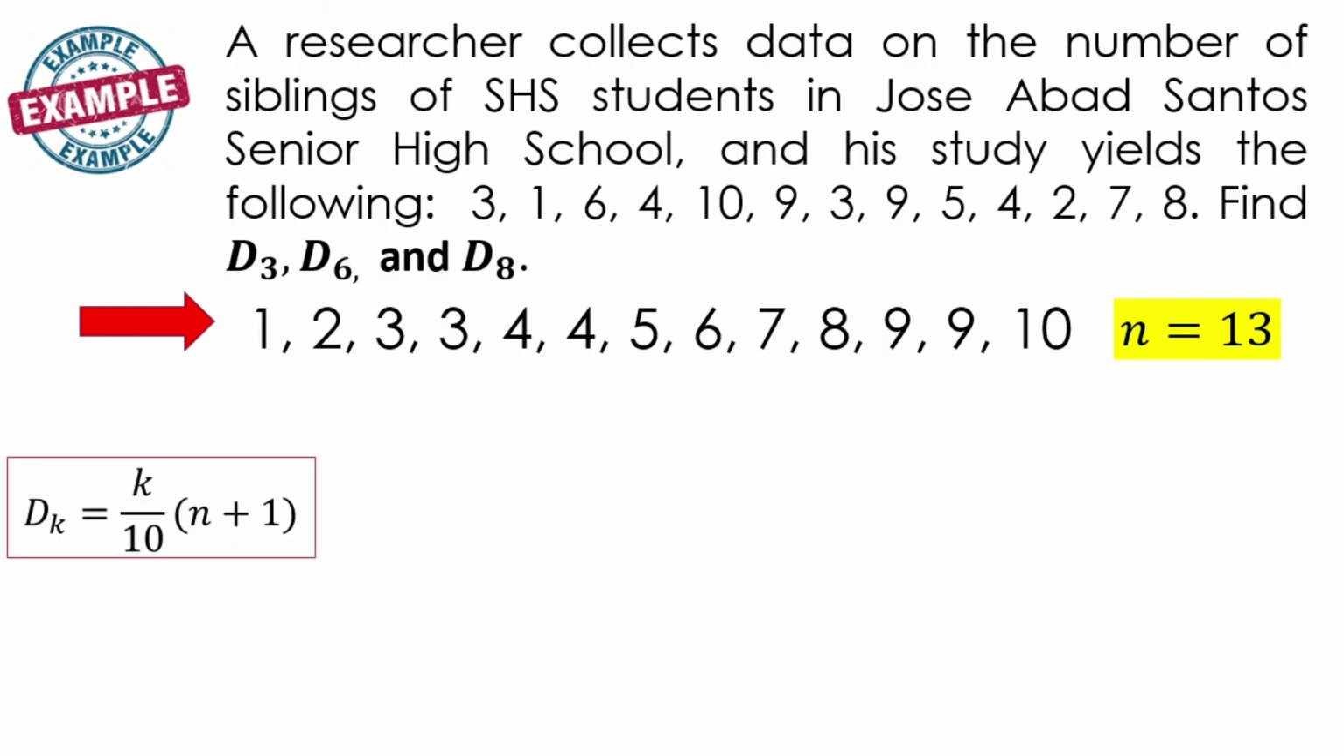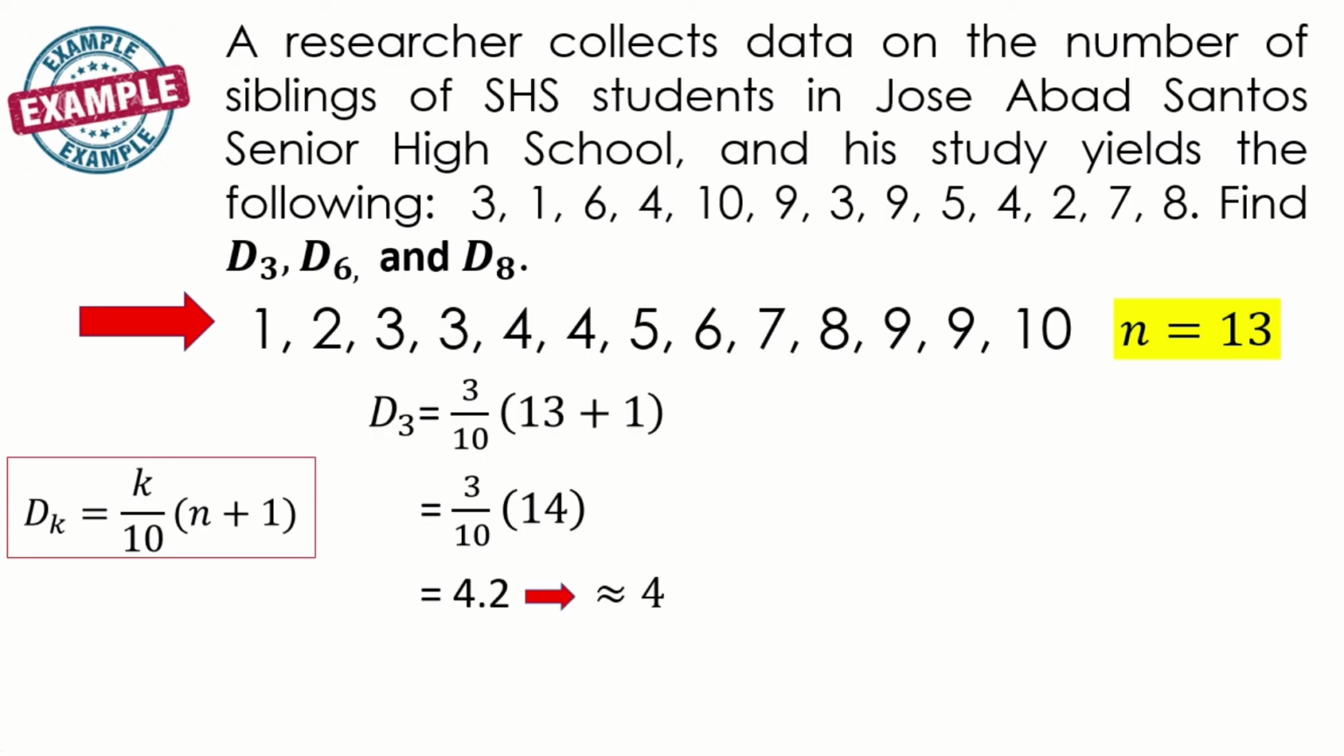Gamit yung formula, to compute the third decile, sixth decile, and eighth decile, we use this formula. So ang gagawin lang natin, magsa-substitute lang tayo. Okay. The third decile, so yung k natin dito is 3, kasi yun yung hinahanap, yung pangatlong decile. So papalitan yung k ng 3. 3 over 10, tapos yung n, papalitan natin ito, 13 plus 1. Then 3 over 10 times 14, the answer is 4.2. So ang gagawin nyo, 4.2 is equivalent to 4, kasi kapag nag-0.5 yan, magra-round up na kayo sa susunod na whole number.